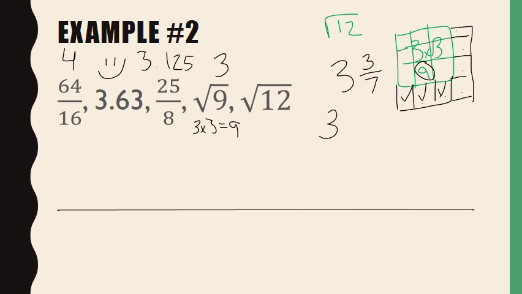Then in my calculator, I'm going to do 3 divided by 7. And that gives me a 4 after the decimal. Since we can only estimate a non-perfect square under a square root, we're going to stop there. We're not going to write everything after the decimal. So 3.4 is the approximate value of square root of 12. Looking at all of my answers, my biggest value was 4, and my smallest value was 3. So I'm actually going to go between 3 and 4 here.